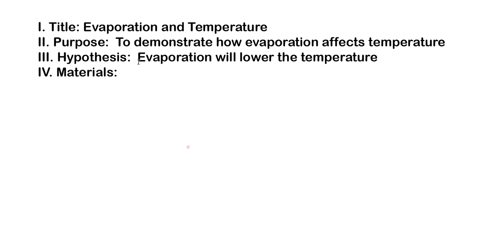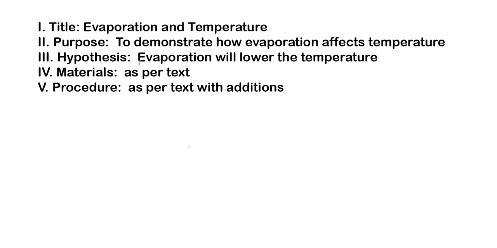Roman numeral 4, materials. Again, we're not going to go into an exhaustive list here because we don't need to waste our time doing that. If you were doing a real lab, you would do a very exhaustive list in case you find something interesting. Ours are almost always going to be as per text. Roman numeral 5, procedure. Again, this is an exhaustive list of how things are going. Ours will most of the time be as per text, but I'm going to add "with additions from instructor" because I've added some things to your lab, and we'll talk about that in a second once we get going.